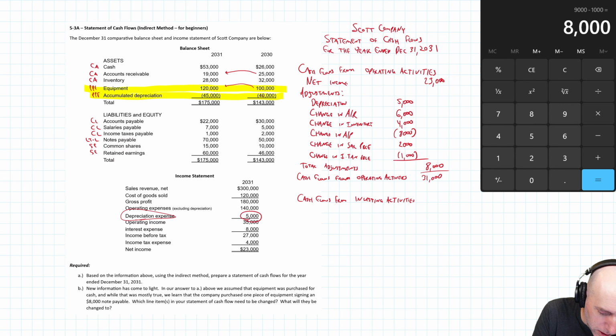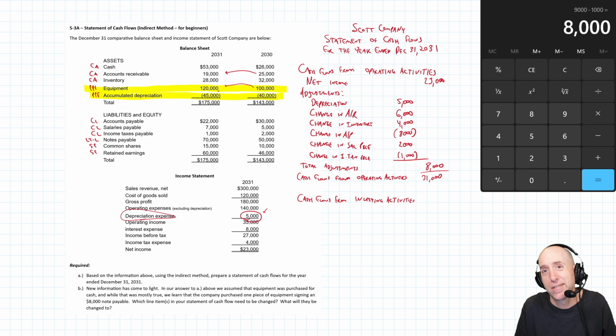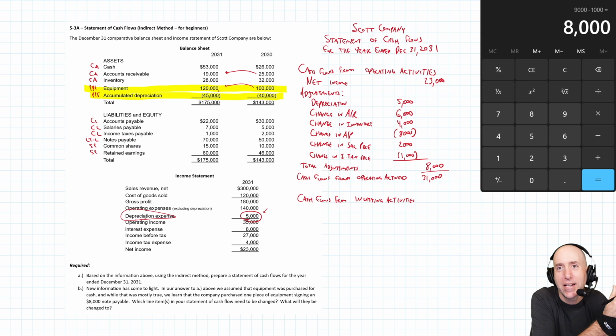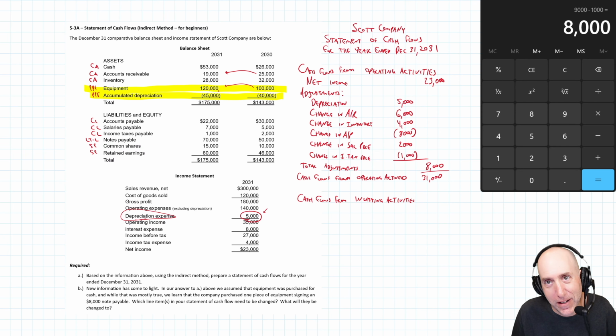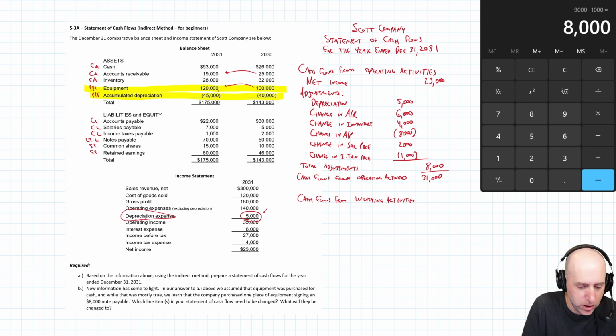Our accumulated depreciation was 40. We had depreciation expense of 5, and our accumulated depreciation at the end of the period is 45. What does that mean? It means I didn't sell any equipment that had been depreciated, because otherwise that AD would be a different number. So the fact is, we didn't sell anything. I can say that for sure. Our accumulated depreciation behaved exactly as we would expect.